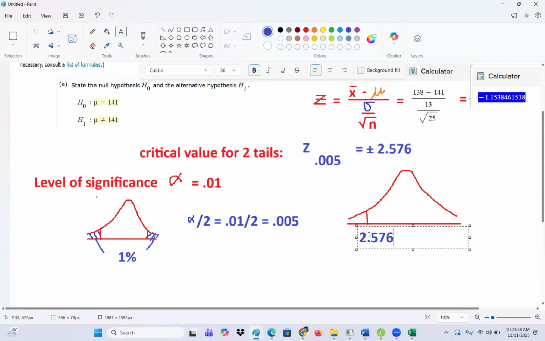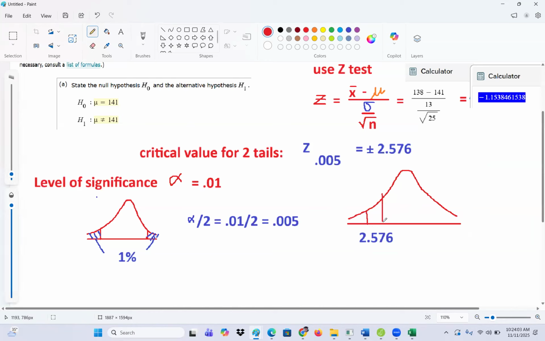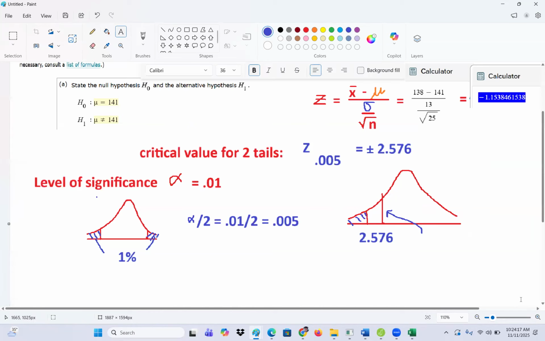So the z-score that we have was negative 1.15. It simply stays inside of the confidence level. So we cannot reject the null hypothesis. Okay, so negative 1.15 stays in H0. So we do not reject.